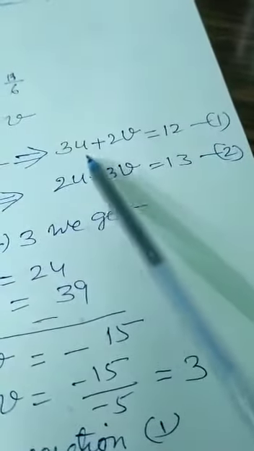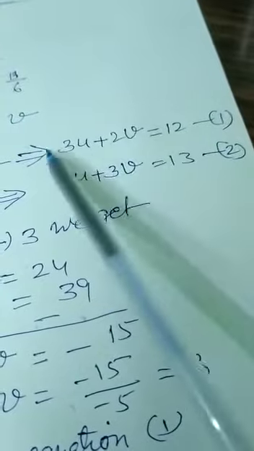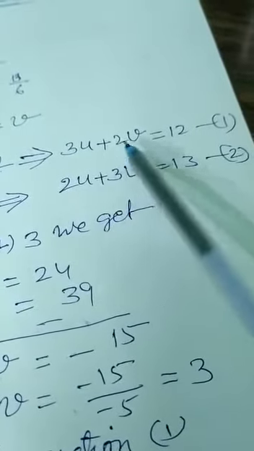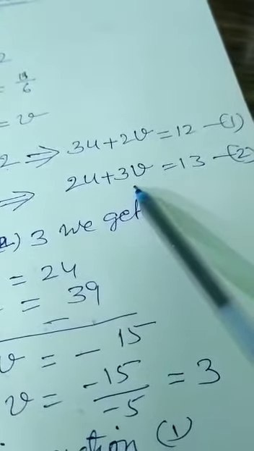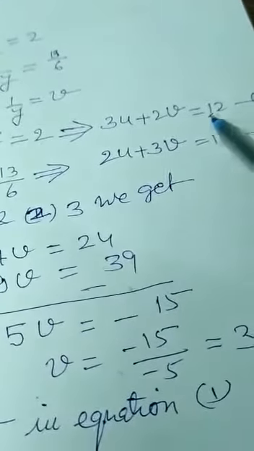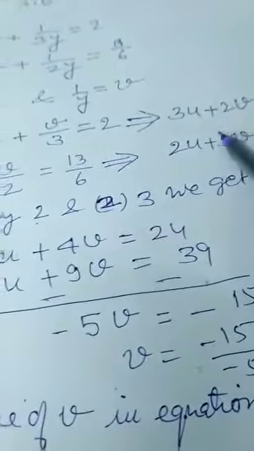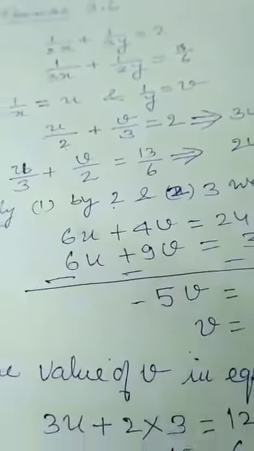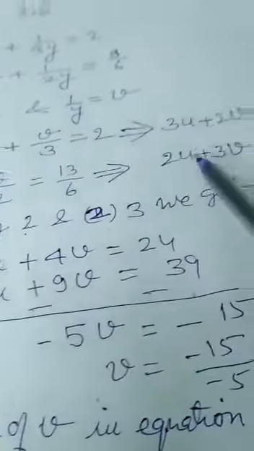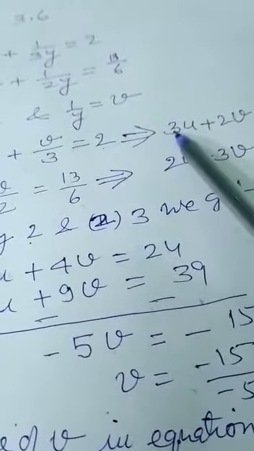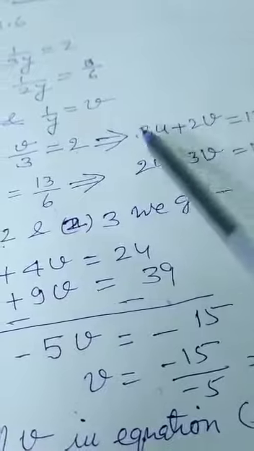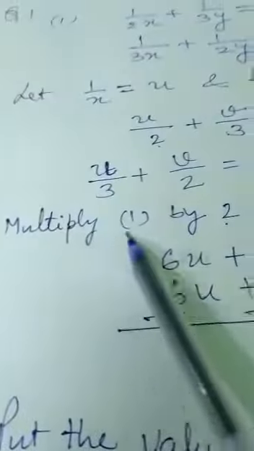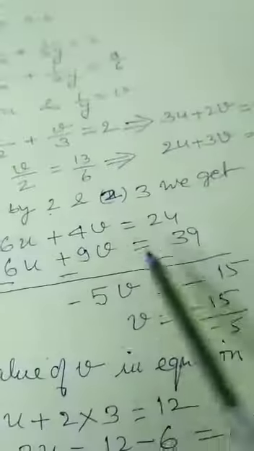So your equations become: 3u plus 2v is equal to 12, and 2u plus 3v is equal to 13. To remove any one variable, multiply the first by 2 and the second by 3, since here the coefficient is 2 and here the coefficient is 3.